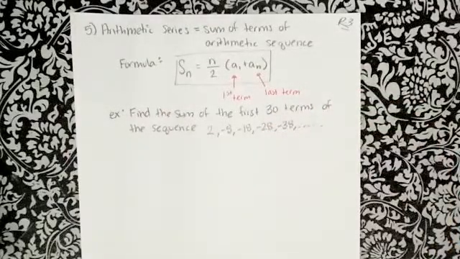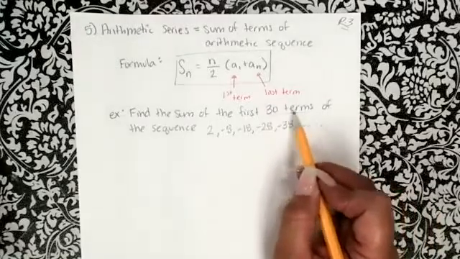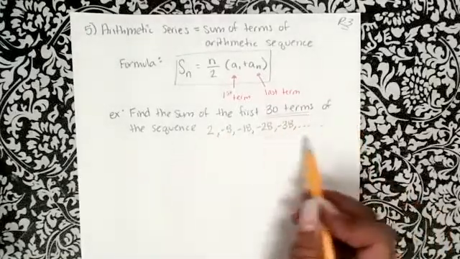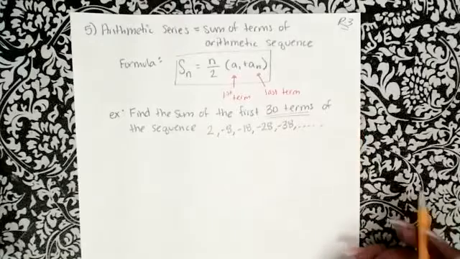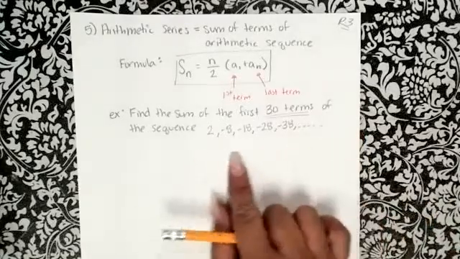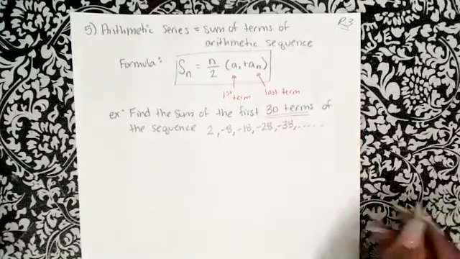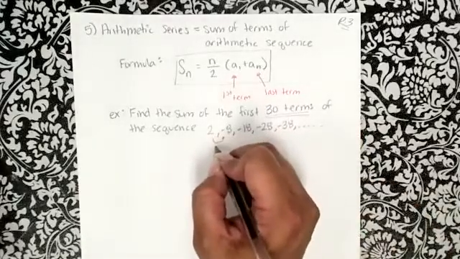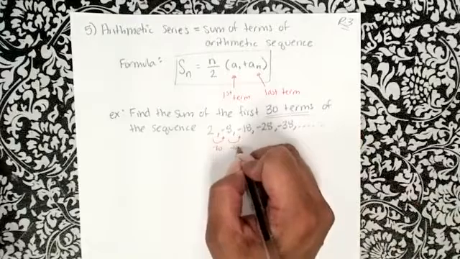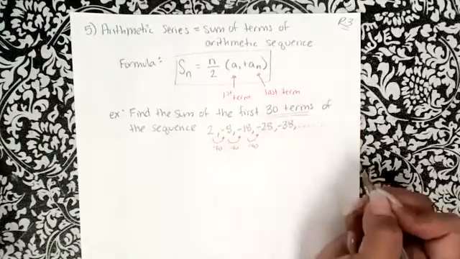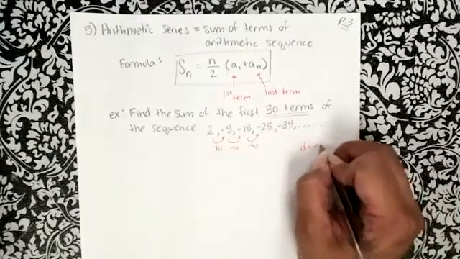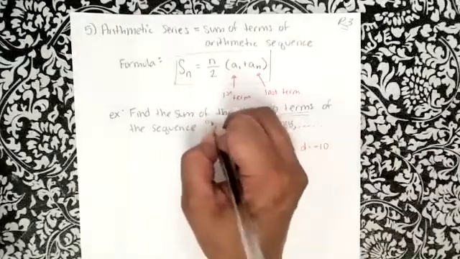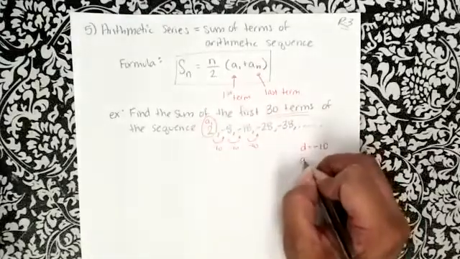So for this example, it says, find the sum of the first 30 numbers. So the first 30 terms of this sequence. Now, we kind of already did this one already. So let's see what we know here. We know it's going down by 10. So the common difference is going to be a negative 10. I know that the first term is going to be the number 2.